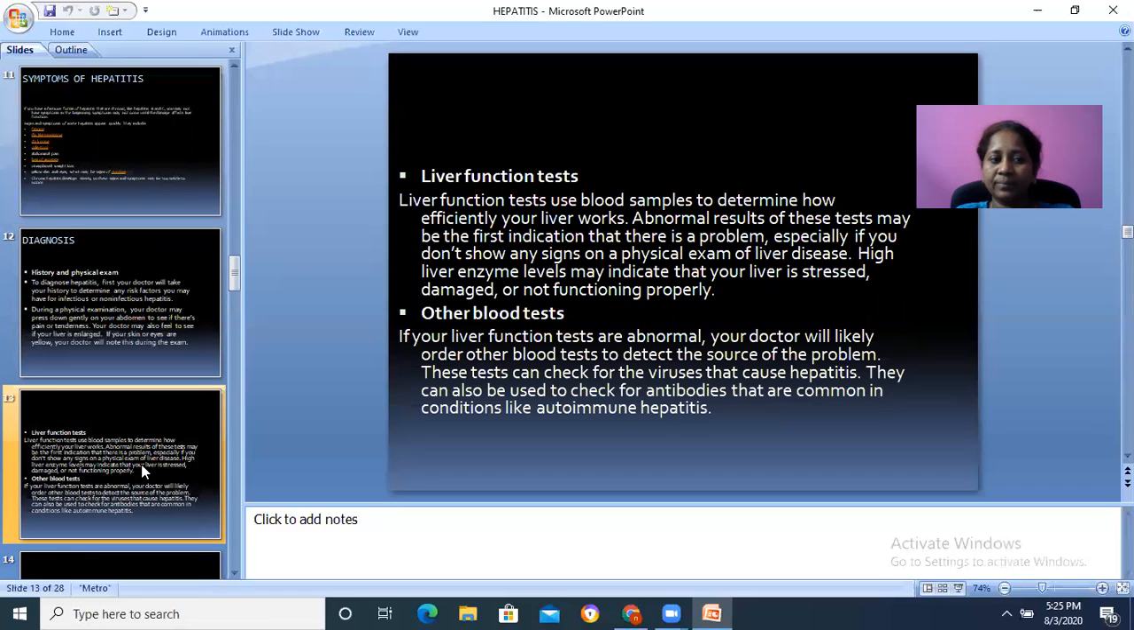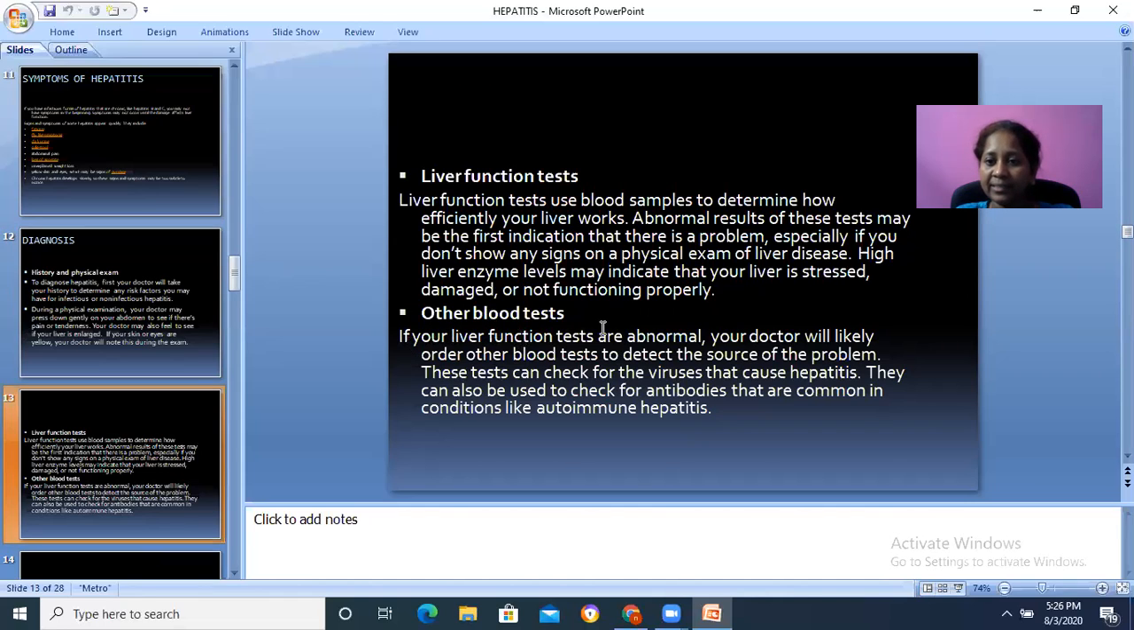Liver function test. Liver function tests use a blood sample to determine how efficiently our liver works. Abnormal results of these tests may be the first indication that there is a problem, especially if you don't show any signs of liver disease on physical exam. High liver enzyme levels may indicate that your liver is stressed, damaged, or not functioning properly. In LFT, enzyme levels will be elevated. That means liver malfunction.